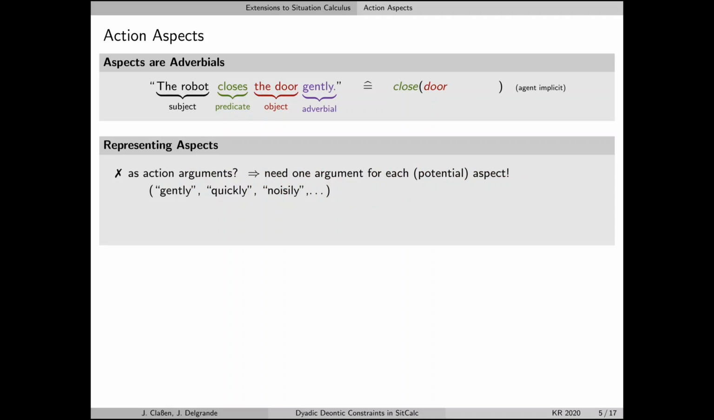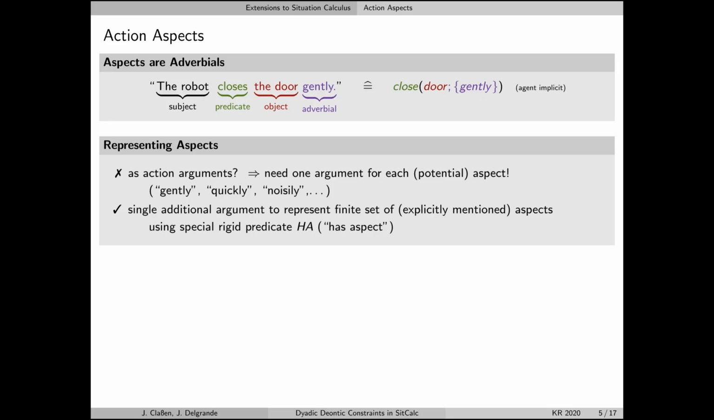But what about aspects? Of course, we could simply represent them as arguments as well, but this would have the drawback that we would need a large number of them, in particular if we want to be able to represent arbitrary combinations of them. Instead, we propose to extend the syntax of actions so that they take finite sets of the explicitly mentioned aspects as their last argument. And formally, these finite sets are represented by means of reification, and an action with aspects just stands for a GOLOG expression that makes use of the pick operator and a test condition.